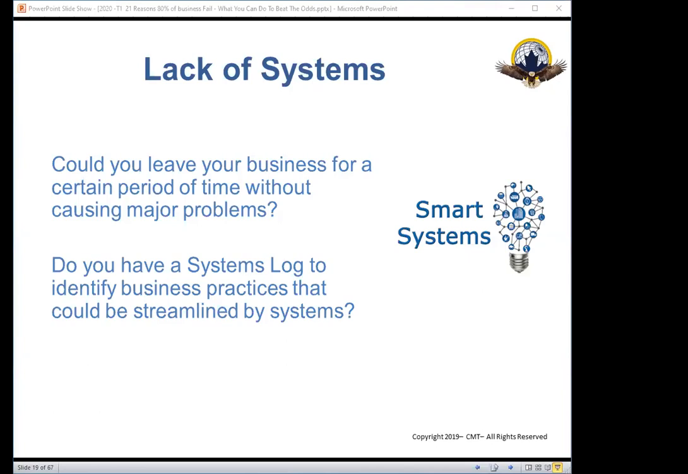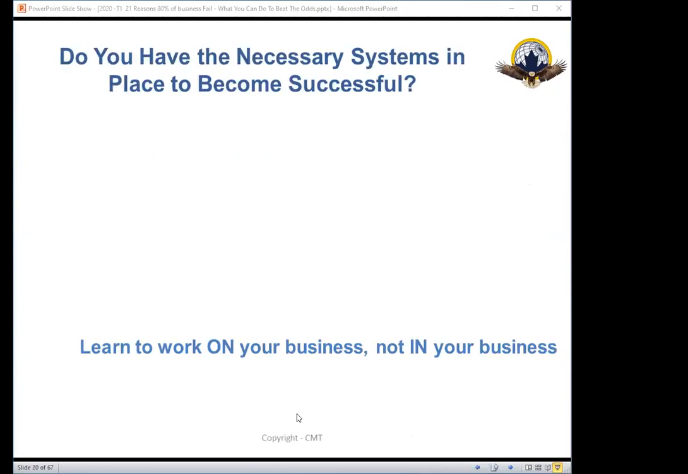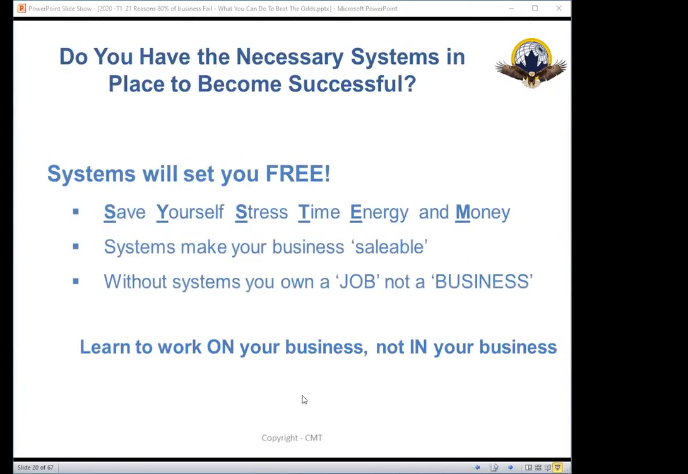So it would have caused major problems. If it would cause major problems and you don't have those systems, then this is where you can start building systems. We're going to go through some examples of systems in just a moment too. So let's just go through it. Systems save yourself stress, time, energy, and money.